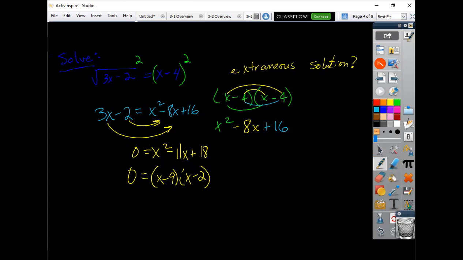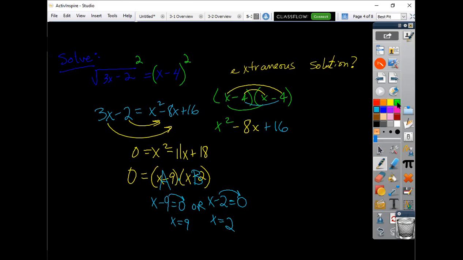Now you have two things multiplied. If you think of this one as a and this one as b, and they equal 0, either a is 0, which is x minus 9, or the x minus 2 is 0, and that's the only two ways to have those two multiplied to be 0, if one of them is 0. Add the 9 over, add the 2 over.